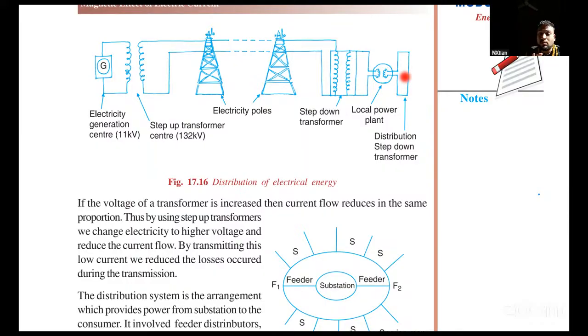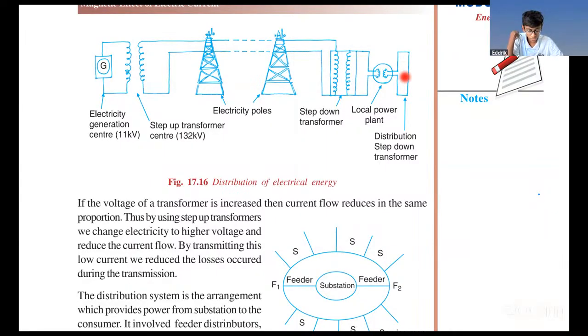Basically, the first step-down transformer will convert 132 kilovolt to 11 kilovolt. No, it is less than 11 kilovolt. I don't know the fixed number, but it is less than that, but more than 240 volt. The second one, lastly, converts it into 240 volt, which is usable for our houses.